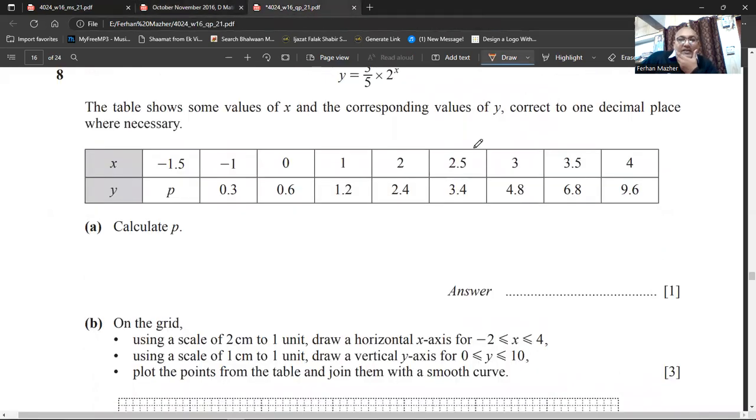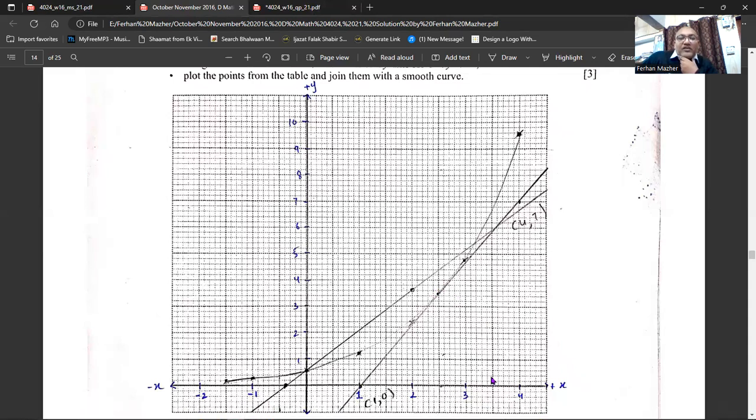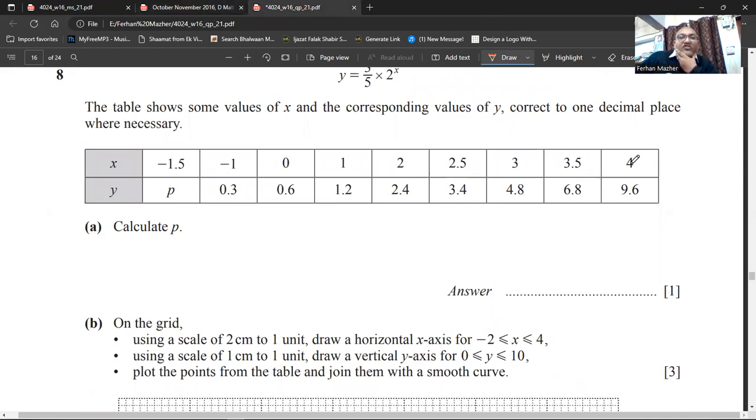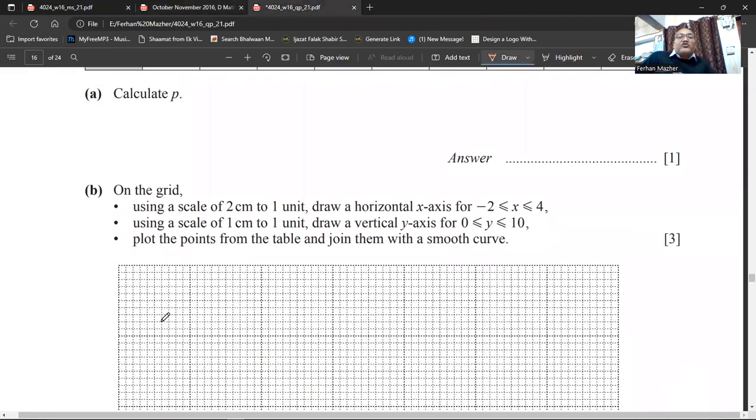This is the point. And at 2.5, 3.4. At 3, 4.8. At 2.5, this is the point. At 3, you have this point. And at 3.5, 6.8, 4, 9.6. So 3.5, you got this point, and 4, you got this point. So just join them with the smooth curve. You got this curve. So that's what they are asking you to do.